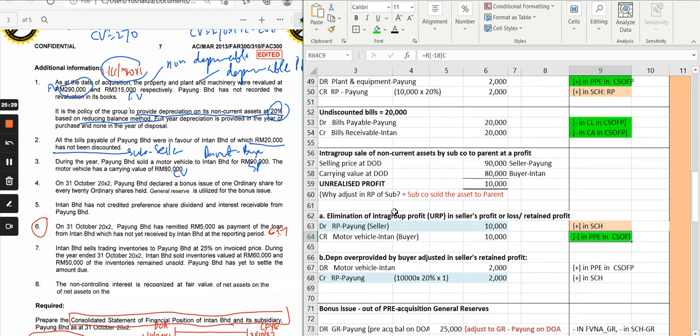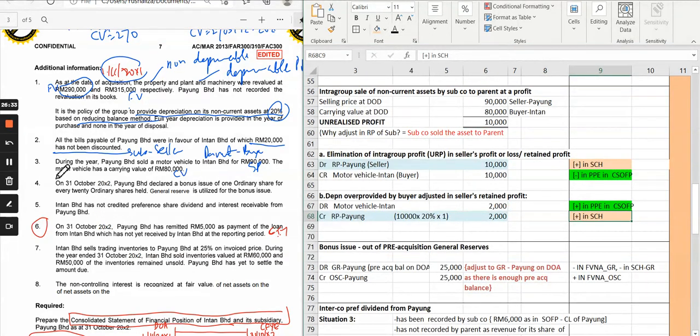statement of financial position. Whenever there is a profit or unrealized profit, there is an over provision of depreciation. So for the over provision, this is the reducing balance method. What you can do is a shortcut method of calculating by just taking the unrealized profit of 10,000. Multiply it with the depreciation rate of 20%, because that is the same for PPE, property, plant and machinery, all use 20%, times 1 year. So this is only adjusted for 1 year, so 2,000. Quite easy. So debit motor vehicle, Intan is the buyer, and retained profit, Payung is the seller. So when you do this, you have to do the consolidation adjustment in the consolidated statement, and also adjust in the schedule.